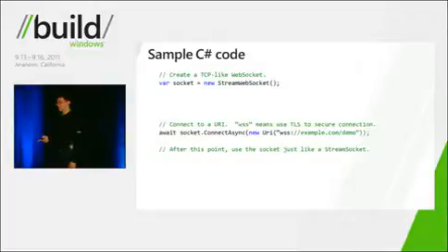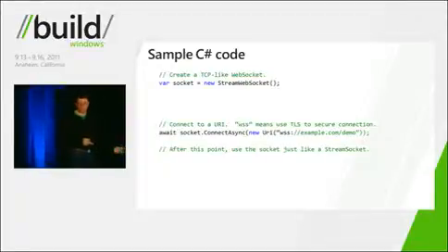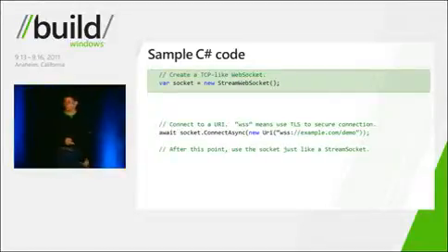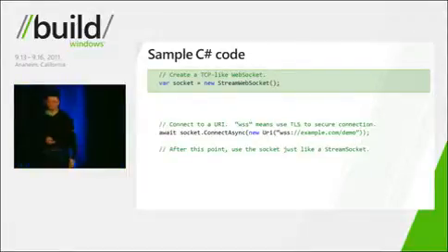We're going to show you the sample code here, which is intended to look very similar to the sample code we started with in TCP. Okay, so we're going back to C#. We're going to create a TCP-like WebSocket. Remember, what TCP-like means is stream semantics. So instead of creating a stream socket, we're creating a stream WebSocket.